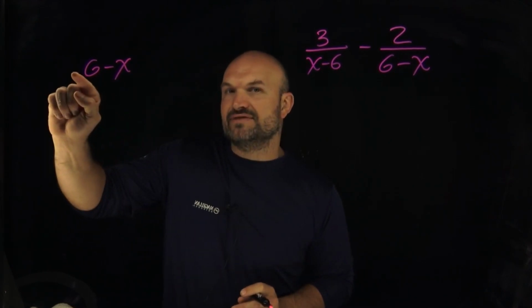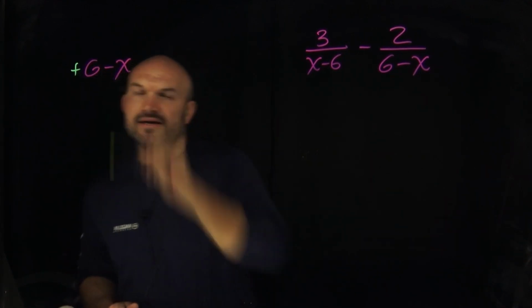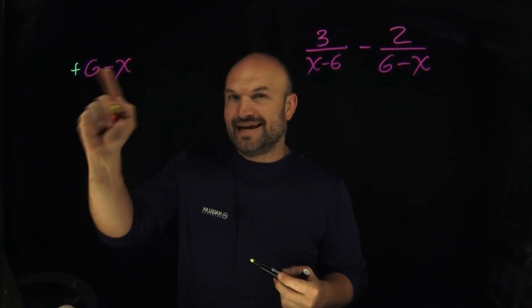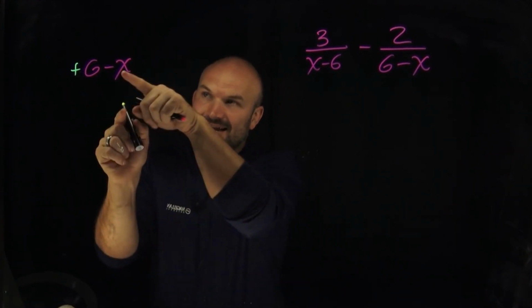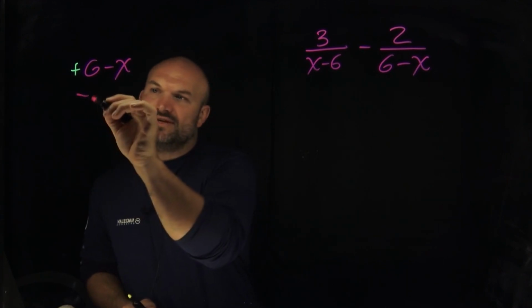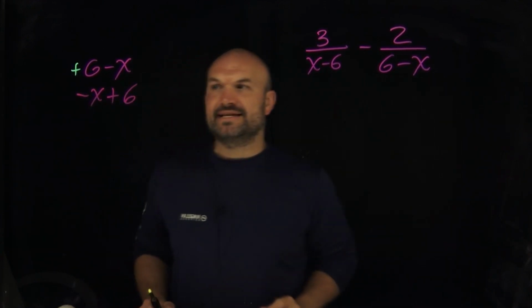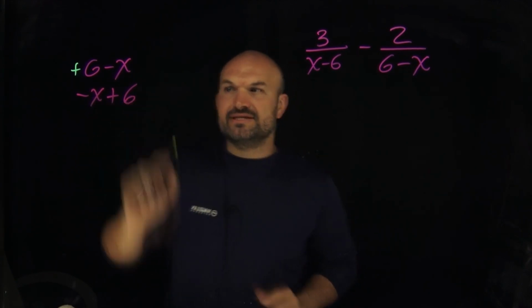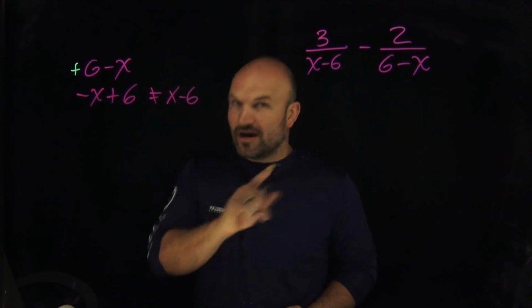Like this is a positive 6. Now, a lot of times we don't write a positive symbol in front of that 6, but that's exactly what is represented there. So when I rearrange my values here, I've got to keep this negative with the x. So therefore, it's going to be a negative x plus a 6. So notice here, a negative x plus 6 is not the same thing as an x minus 6, but they are very close to each other.